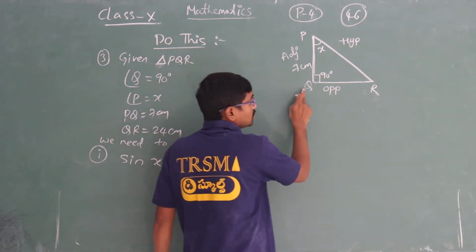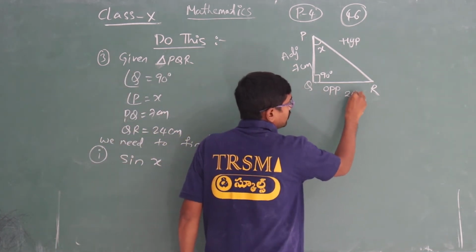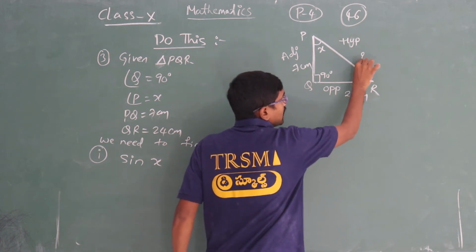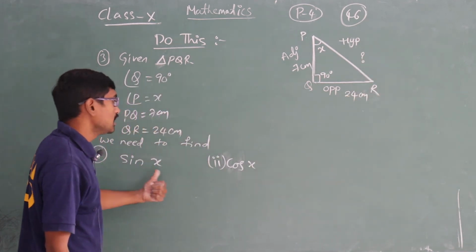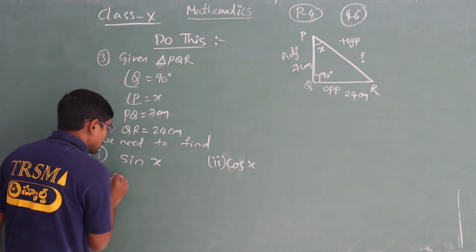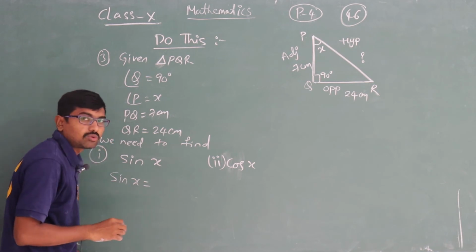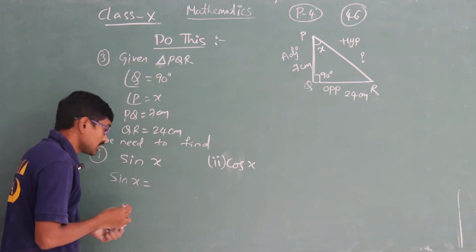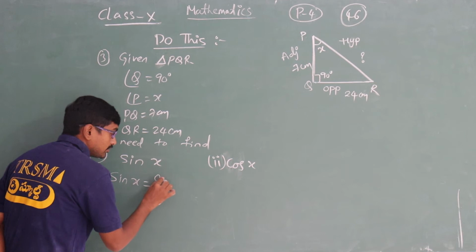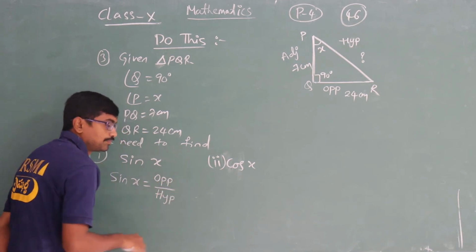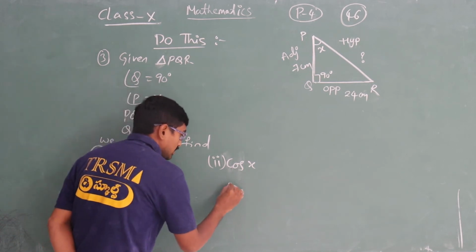Similarly, QR he has given as 24. So where is QR? This is QR. How much has he given? 24 centimeters. So first we need to find this side, and then we need to find sin x and cos x. You know what sin x is? What is the trigonometric ratio of sin x? Sin x is equal to the opposite side divided by the hypotenuse side. Okay, now coming to cos x.